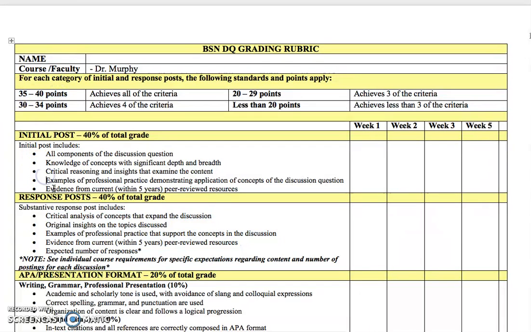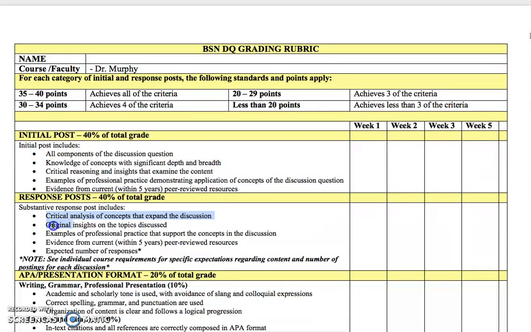points. Though, for example, if you don't support your post with a scholarly article, which I'll review in a little bit, you can earn only 4 of the bullet points, which means 30 to 34 points. So if you do not cite a scholarly article, you cannot earn any score over the 34 points.